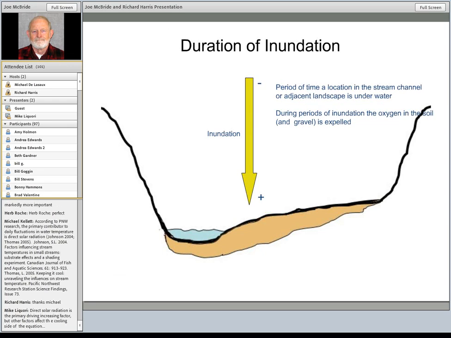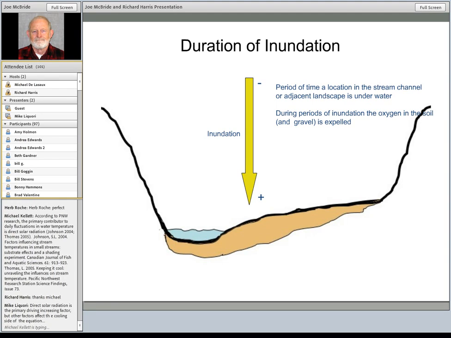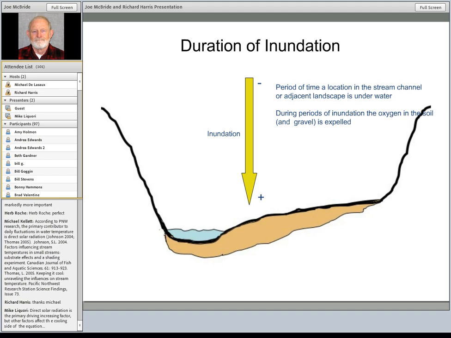A second characteristic of importance to plants is the duration of inundation. Inundation refers to the period of time that the stream channel or the adjacent landscape is underwater. And of course, during periods of inundation, oxygen is expelled from the gravel bar from the soils that are inundated. And of course, if we go from the top of the channel to the bottom of the channel, the duration of inundation is going to increase.